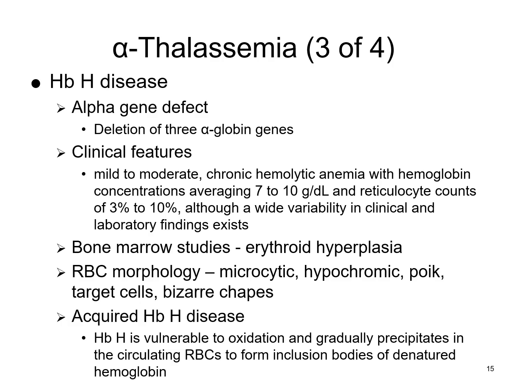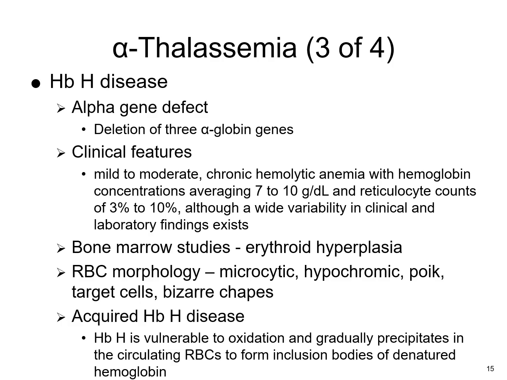Hemoglobin H disease results from the deletion of 3 alpha globin genes. This leads to a significant deficiency in alpha globin chain production. This severe imbalance causes the formation of beta globin tetramers known as hemoglobin H. So clinically, hemoglobin H disease will manifest as a mild to moderate chronic hemolytic anemia with hemoglobin levels typically ranging from 7 to 10.